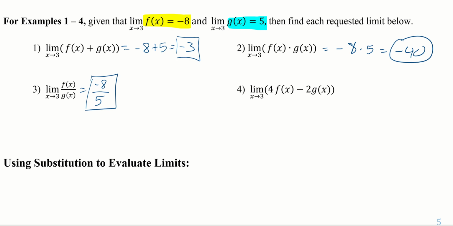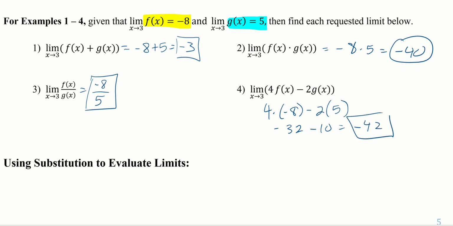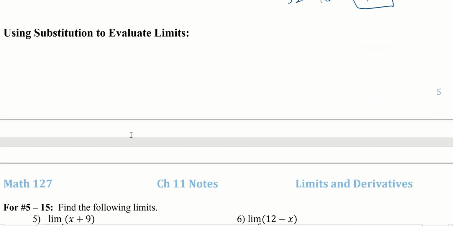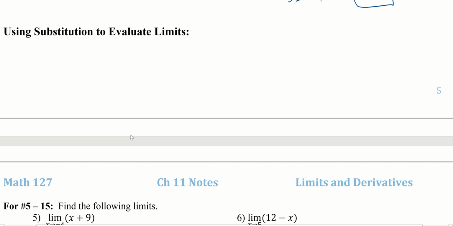Now the last one, we have a scalar here. So we're going to do 4 times f of x, so 4 times -8, minus 2 times g of x, which is 5. So what's that? -32 minus 10. Thanks to the property, that would give me -42. That's it.